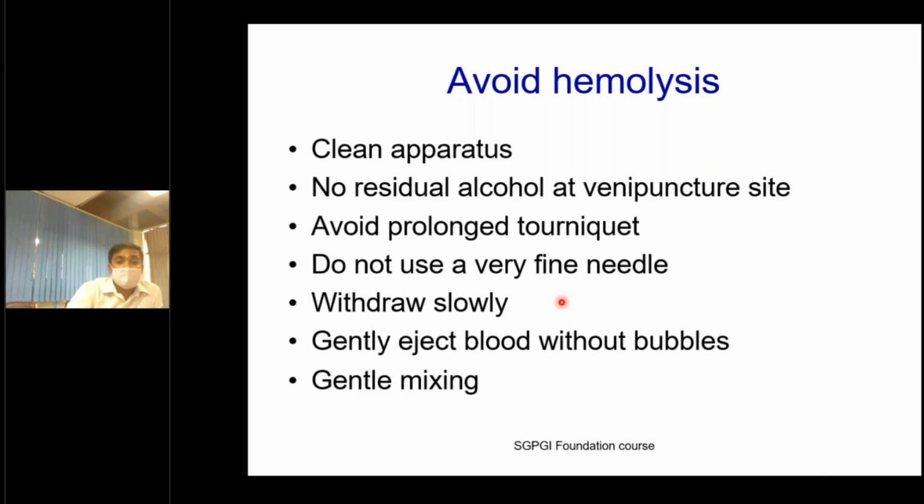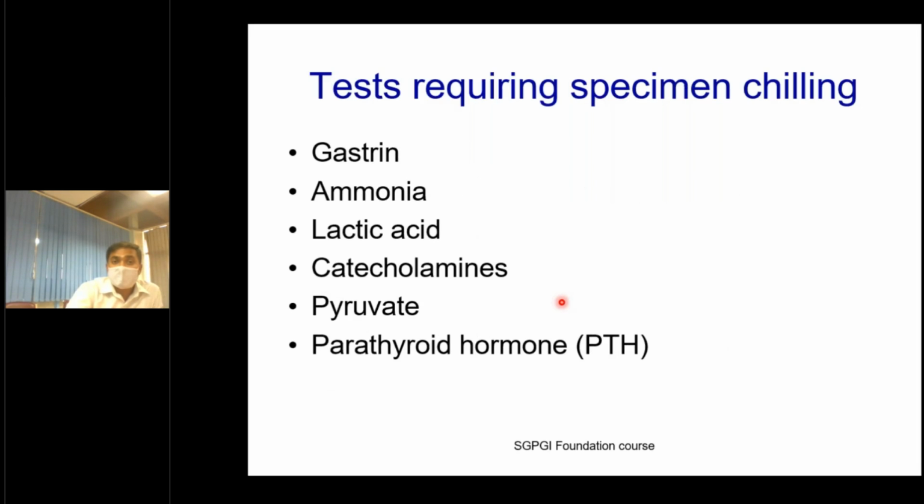So how to avoid hemolysis? I've already told you. Don't push the blood into the vacuum, withdraw slowly, don't transfer it immediately into an ice cold chamber, and avoid prolonged tourniquet. There are a few tests which need immediate chilling, and usually they are not taken in SST. They are lactic acid, pyruvate, and PTH, and I've already told you, ammonia.